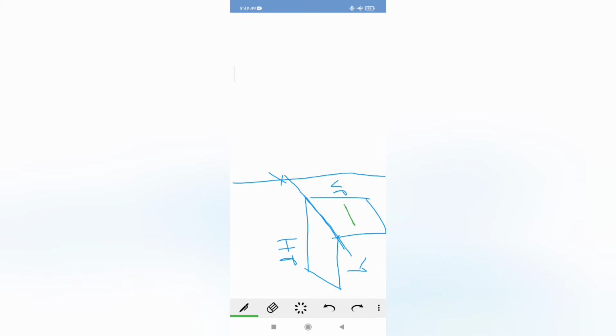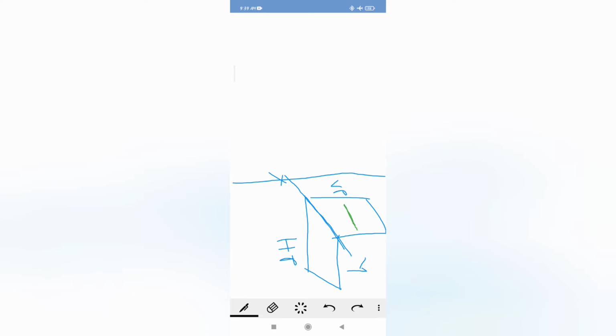Suppose you assume the line like this. Now here also the line is resting on VP and it is parallel to HP. If it is parallel to HP, certainly it will be parallel to the reference line XY. That means in this case it is parallel to both HP and VP. Sometimes the question may be asked like this also.